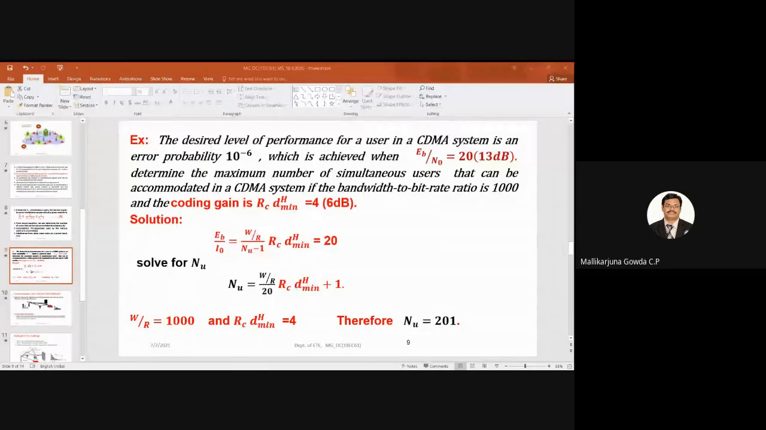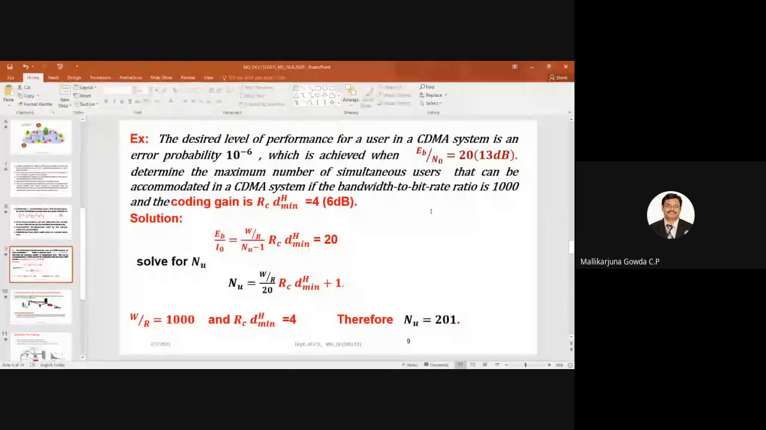Fine. So as I said, here he has given the desired level of performance for a user in the CDMA system, which means he has given the error probability equal to 10 power minus 6. This error probability can be achieved when Eb by N naught is equal to 20, which is nothing but 13 dB. When Eb by N naught is 13 dB, it is possible to achieve an error probability of 10 power minus 6. That is the performance of the CDMA system.